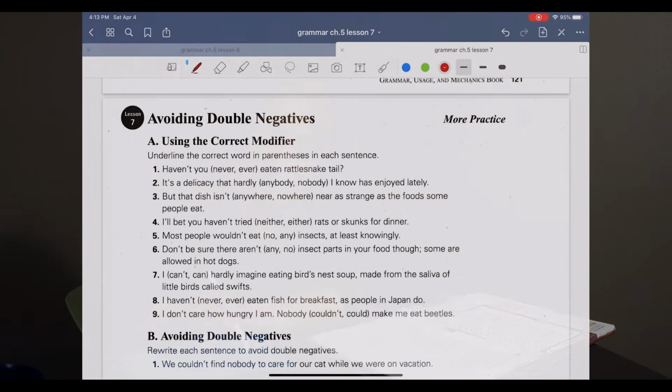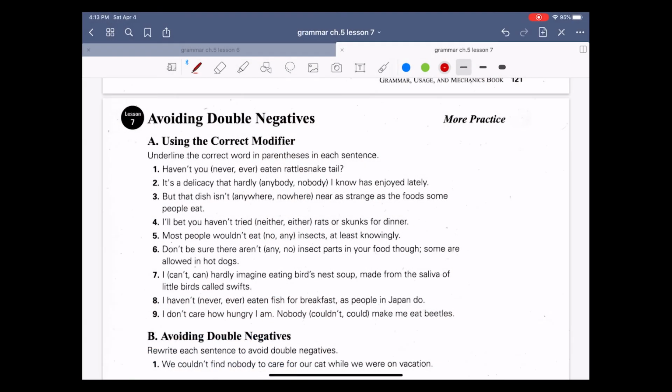Woohoo! Last page of the grammar packet, page 122, avoiding double negatives. We're going to circle the correct modifier in each sentence. Number 1, haven't you never or ever eaten rattlesnake tail? Haven't you ever? Our negative is haven't, so we can't use never.